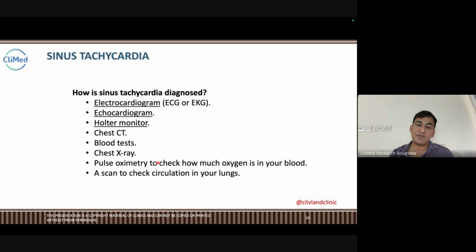Okay, pulse oximetry to check how much oxygen is in your blood, right? So to check your blood oxygen, we can use pulse oximetry, and a scan to check the circulation of your blood in the lungs also. So these are the normal diagnosis criteria we follow, right?